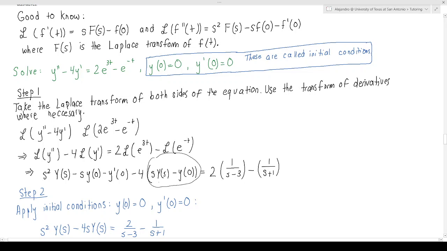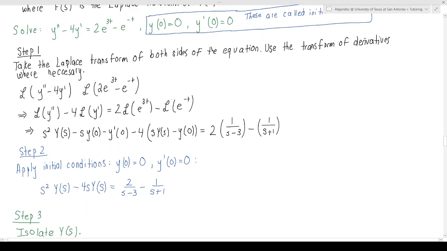So that's s times big Y of s minus y of 0. And from here, we take the Laplace transform of e raised to the 3t, which is 1 over s minus 3, and minus 1 over s plus 1, which is the Laplace transform of e raised to the negative t.